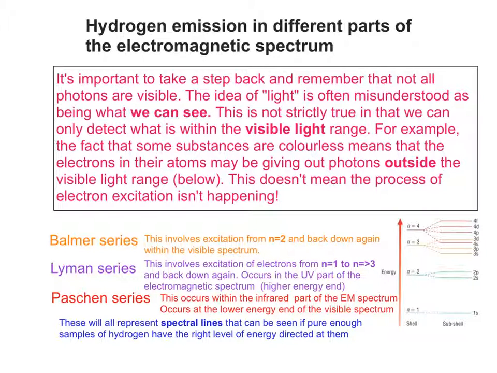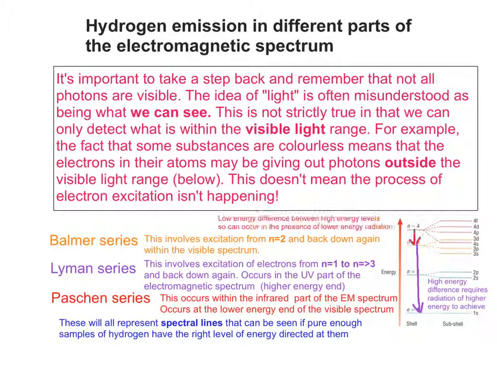And as you can see on the energy levels diagram, the difference in energy between higher energy levels is quite low, as opposed to the difference in energy between lower energy levels. So the Lyman series requires more energy to show itself, because it's a bigger energy drop, so therefore it takes more energy to promote the electron up to n equals 3 in the first place. The Paschen series takes place between 4 and 3, so it's quite high.